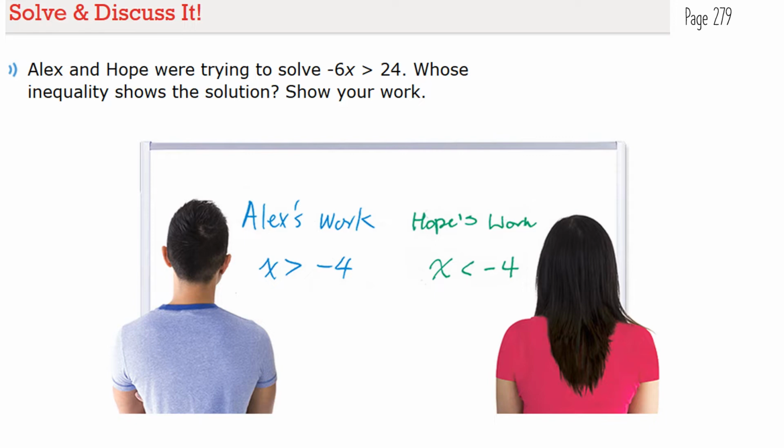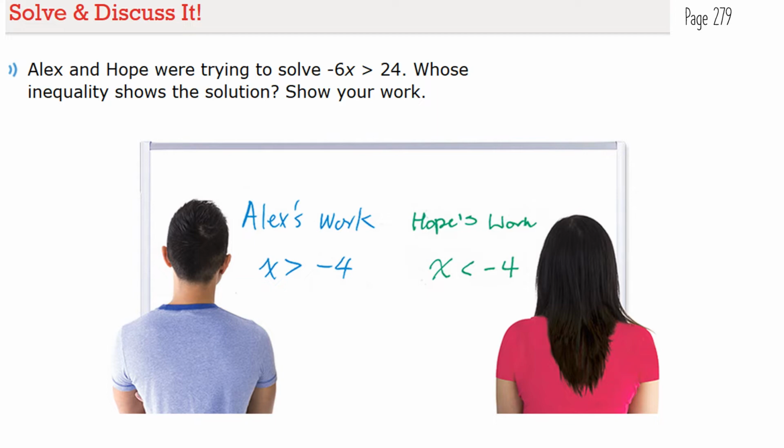So it says Alex and Hope were trying to solve negative 6x is greater than 24. Whose inequality shows the solution? Alex's work is x is greater than negative 4. Hope's work is x is less than negative 4. There are many ways to figure this out, and your way was probably different than what I will show. But one way is trying to find an answer that fits both Alex's and Hope's inequalities, and then seeing if it works in the original inequality.